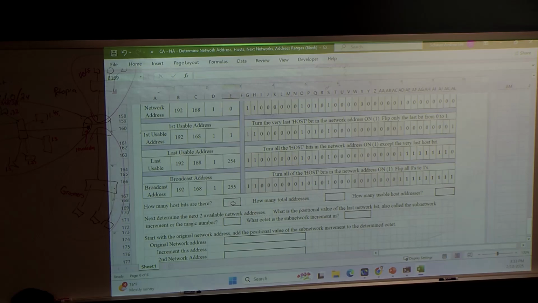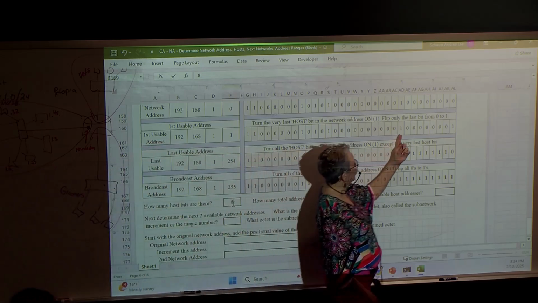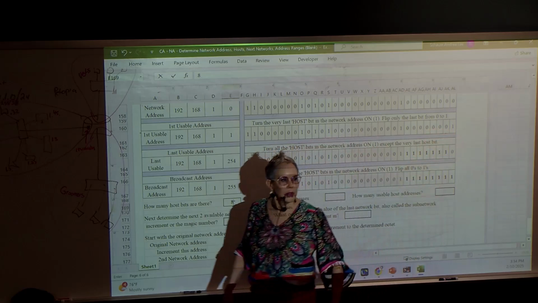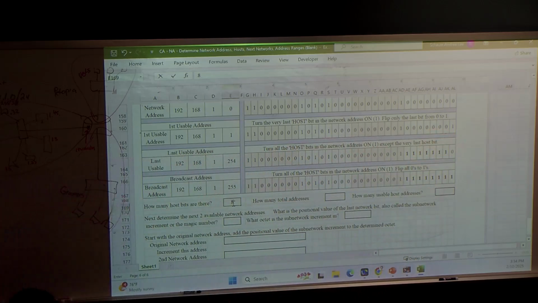How many host bits do we have if we have a /24? How many host bits, Austin? I have 8 host bits. So remember, I had a /24, right? So I've got 8 host bits, 1, 2, 3, 4, 5, 6, 7, 8. That's not new, we've done that before.